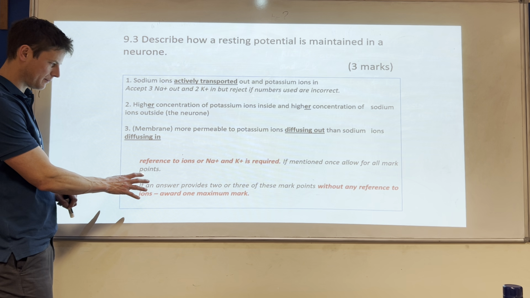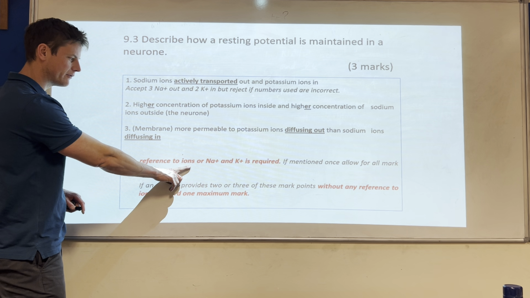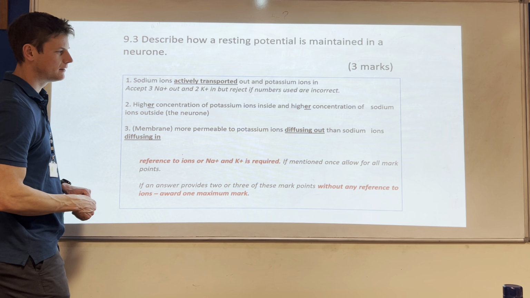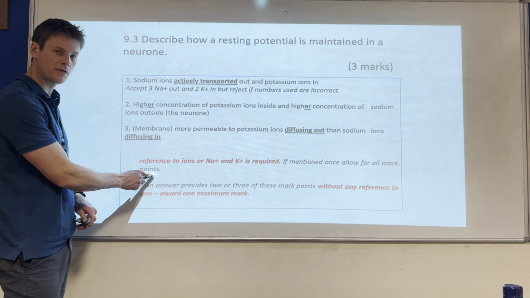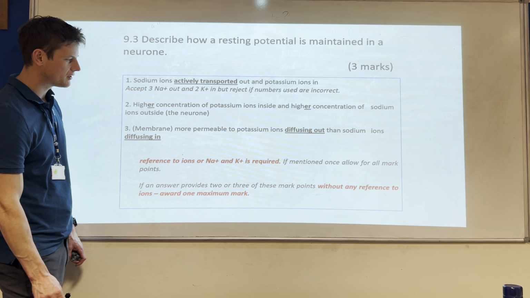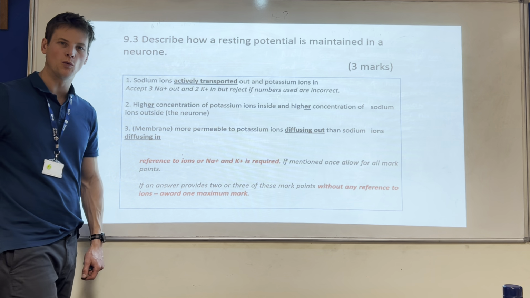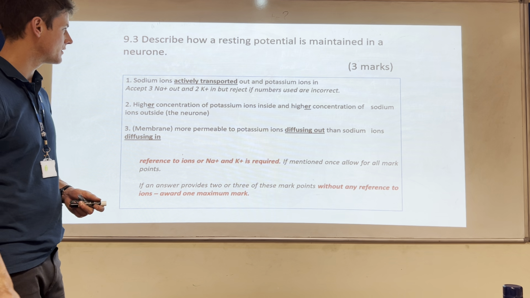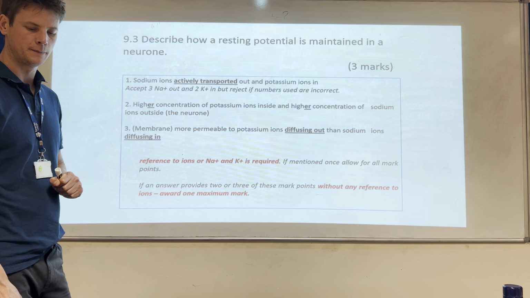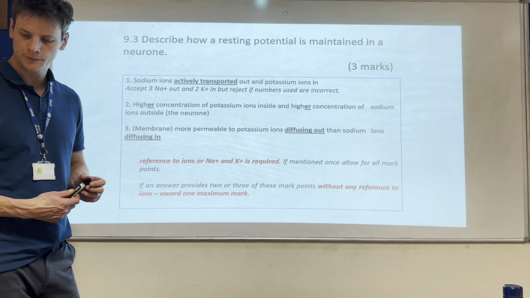Here are a few little points. This was on the mark scheme in the little comments. Must make a reference to the ions or give the charges on the symbols. If mentioned once, you can allow it for all of the points. I would do it every time if I were you. If the answer provides 2 or 3 of the mark points without any reference to the ions, you'd only get a maximum of 1 mark. Okay, we're not talking about the transfer of little lumps of metal. It is about the transfer of those ions. Okay, so that's the establishment of the resting potential.